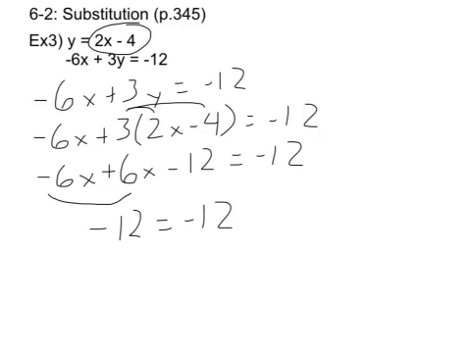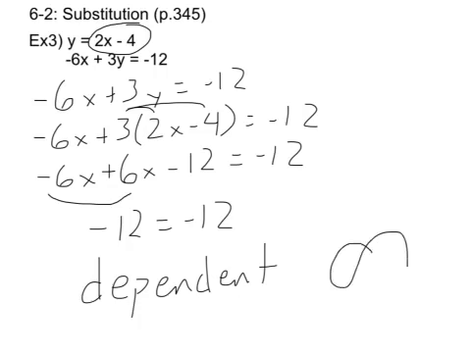Well, what we found, this is the weird thing that's going to happen when you have a system that is dependent. So how many solutions does a dependent system have? It has an infinite number of solutions. So when we get a true statement that doesn't have anything to do with x and y, it's just true. Negative 12 equals negative 12. Well, yeah, of course it does. Then we know we have infinitely many solutions. Whatever values we put in there for x and y will work.